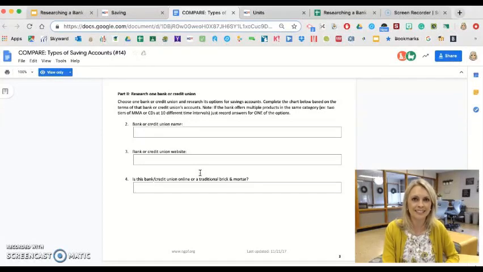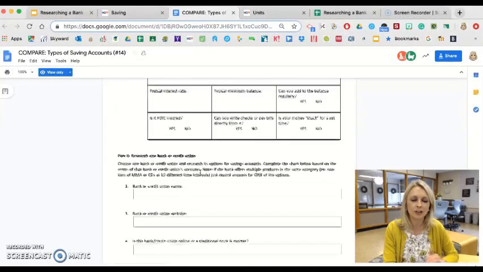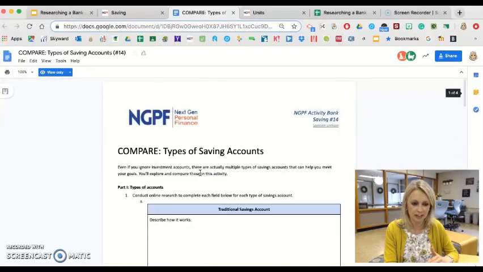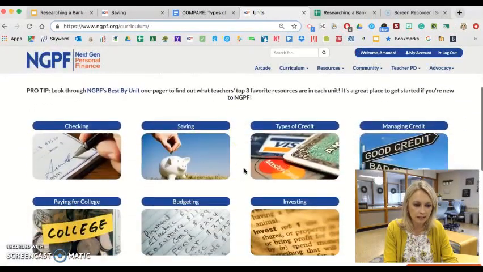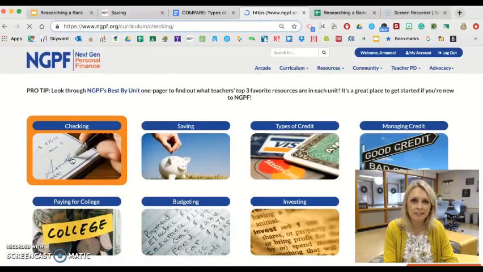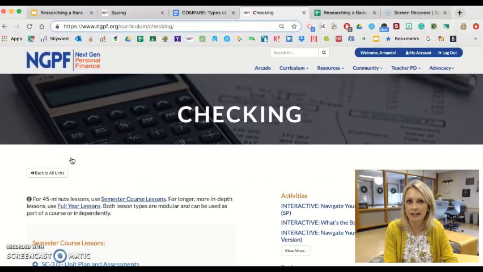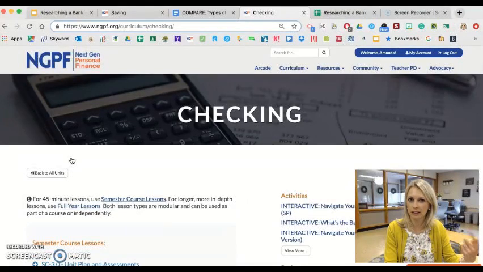Another thing that I've done that I actually really like is I joined this activity, the savings accounts, with another activity in the units on the NGPF website. They have a similar activity that compares checking accounts. So what I've done this past time, I think one or two times now, is I merged the checking and the savings together, so they're simply just researching banks.